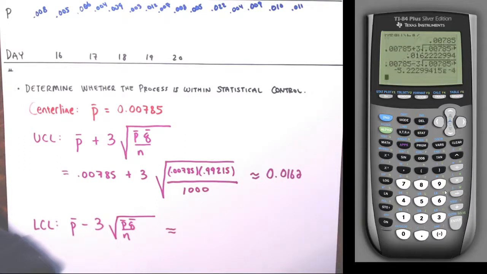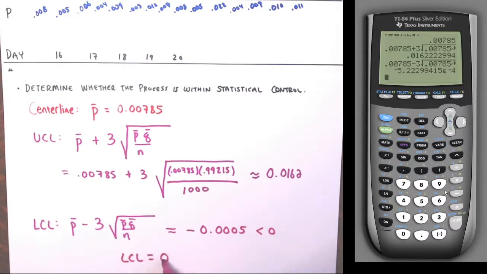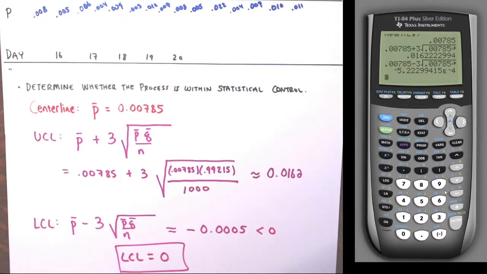All right, but it's negative. This is negative 0.0005, whatever. That's less than 0. That's not good. You can't have a proportion less than 0. So the LCL is 0. LCL is 0, not negative.